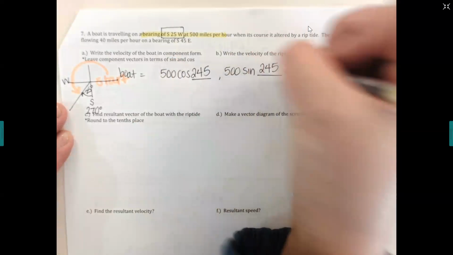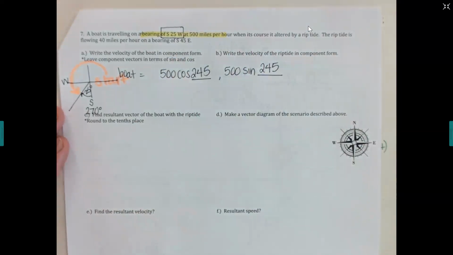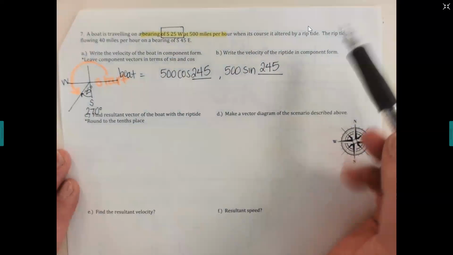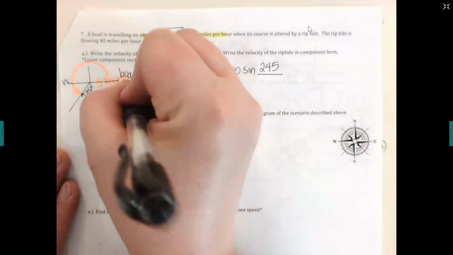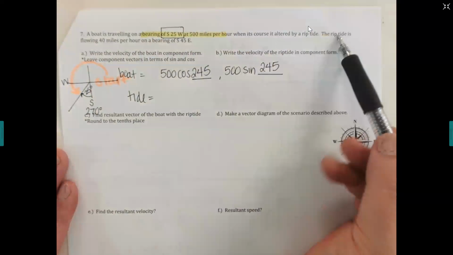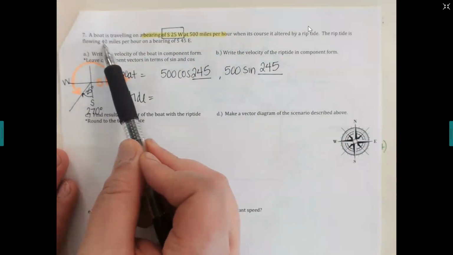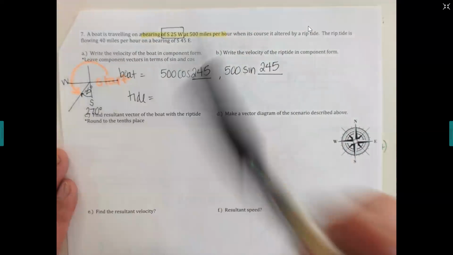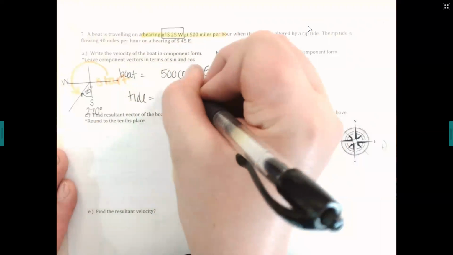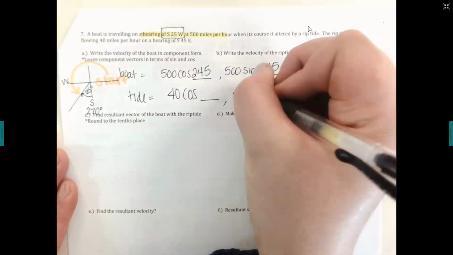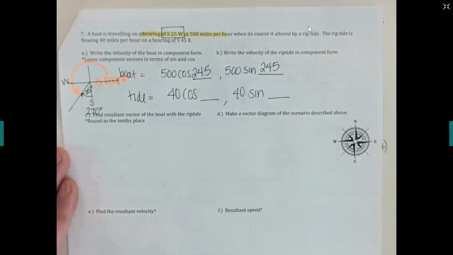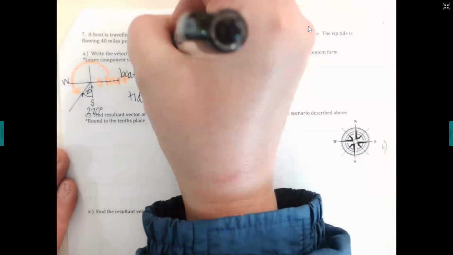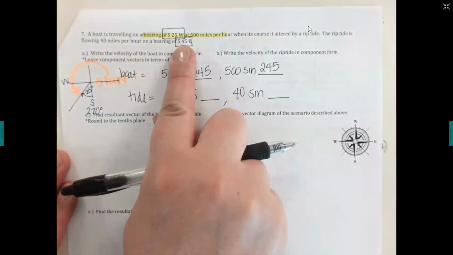Okay, that's the boat. Now, the boat's not in a vacuum, it's in the ocean, and the ocean has water pushing it a certain way. So let's look at the tide. It says the tide is flowing 40 miles per hour, south 45 east. Well, then 40 miles per hour is how fast it's going. So 40 cosine theta, 40 sine theta. But then we need to figure out exactly what direction south 45 east is.